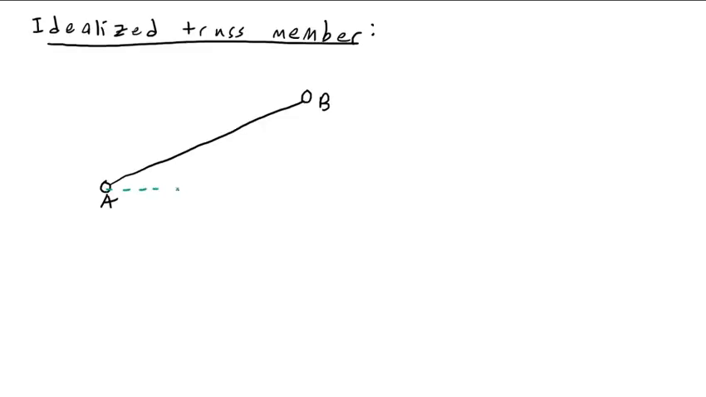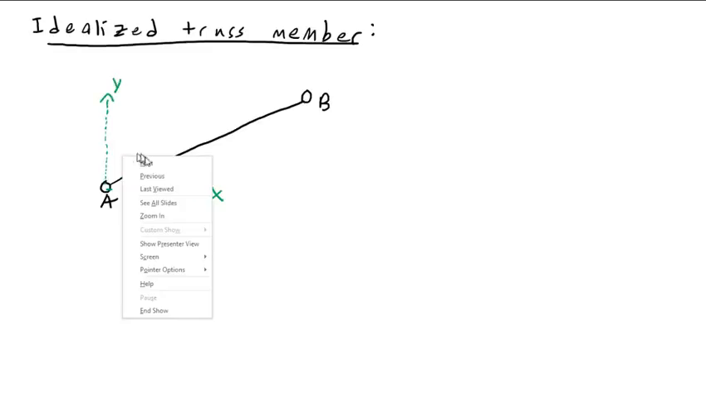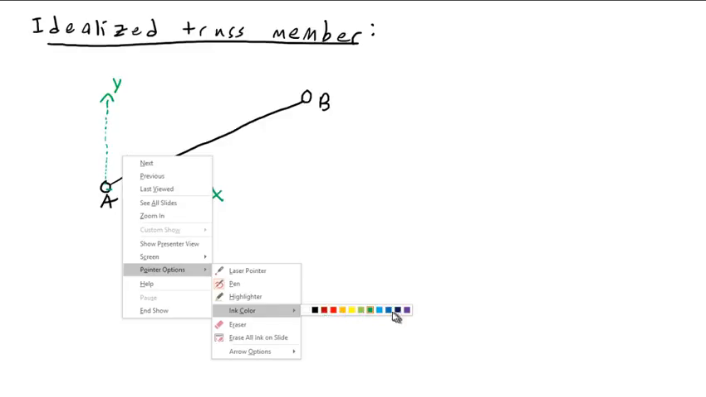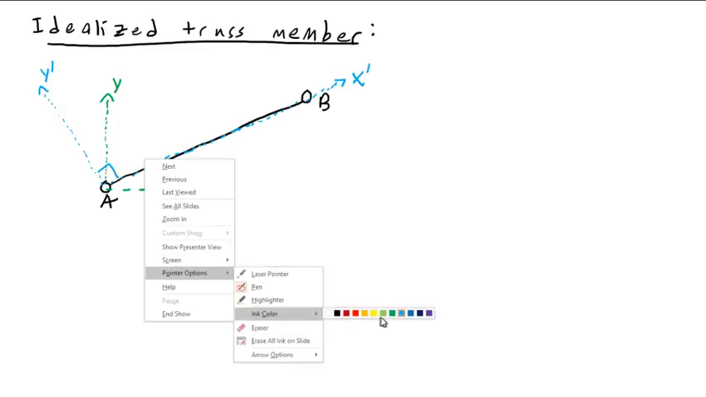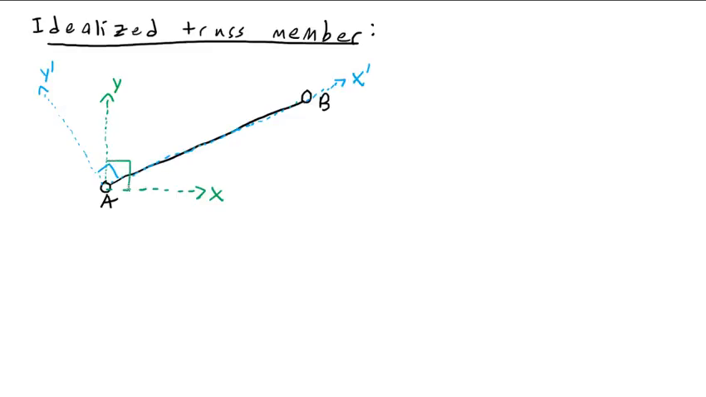Let me show you what I mean. I have my x and my y axis, but I could also draw a shifted axis. Let me draw an x prime and a y prime, where x prime is along the length of the member, and y prime is perpendicular. So this would be a right angle here, and this would be a right angle here. I'm going to redraw this member on the shifted axis.